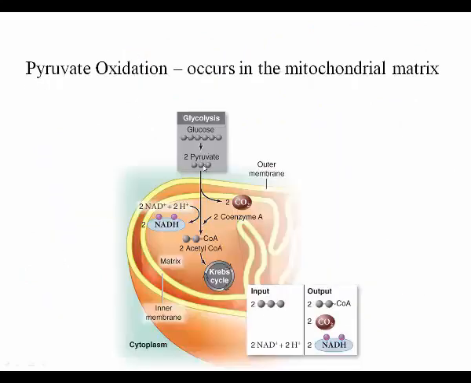Pyruvate, and also the NADH that was made here, is going to be shuttled into the mitochondrion, all the way into the matrix. At that point, we're going to have pyruvate oxidation. In pyruvate oxidation, the pyruvate molecule gets decarboxylated, so we actually lose a carbon, and we lose hydrogen to make more NADH. As a matter of fact, we make 2 NADH because we're putting in 2 pyruvate. The 2 pyruvate came from the 1 molecule of glucose.